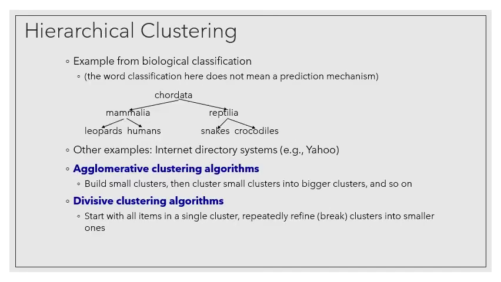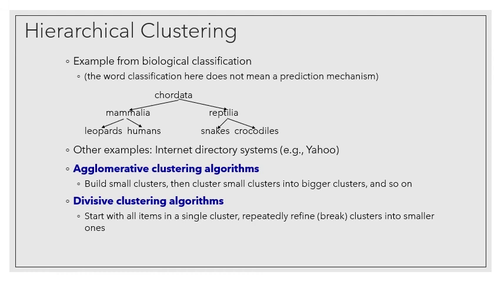Let's see hierarchical clustering. Classification systems here do not attempt to predict classes. Rather, they attempt to cluster related items together. For example, in biological classification, the word classification does not mean any prediction mechanism. You can classify the chordata into mammalia and reptilia, where leopards and humans come under mammalia, while snakes and crocodiles come under reptilia. Other examples are internet directory services like Yahoo.